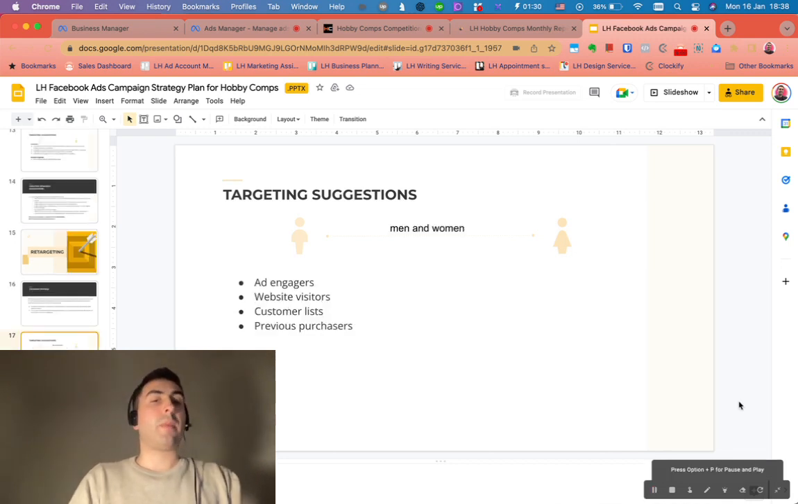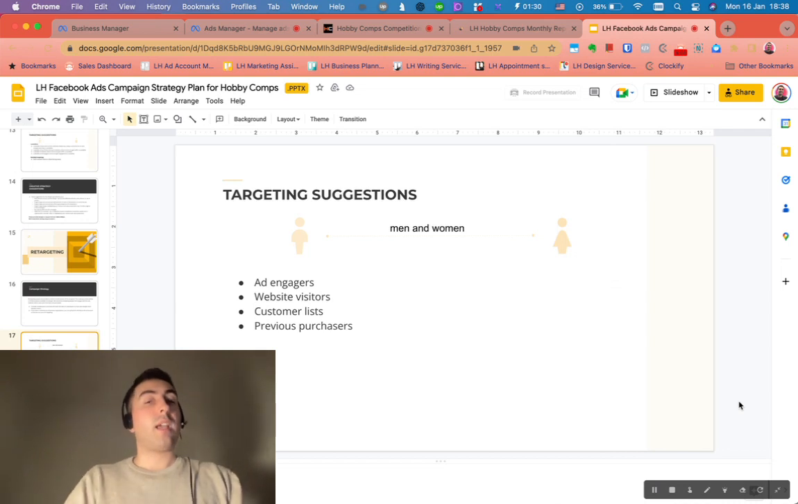And then a retargeting campaign. We want to retarget ad engagers, website visitors. If there's a customer list of previous customers, we can retarget that too. And any previous purchases are tracked by the Facebook pixel, and there we can retarget them within a window of 180 days.